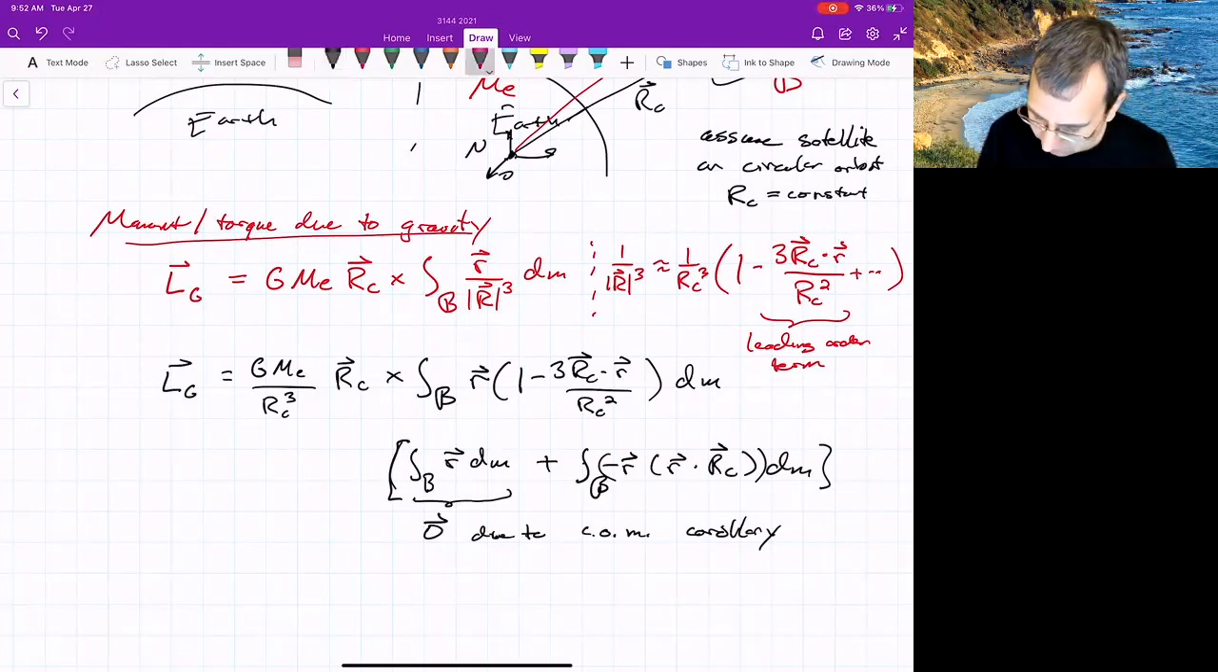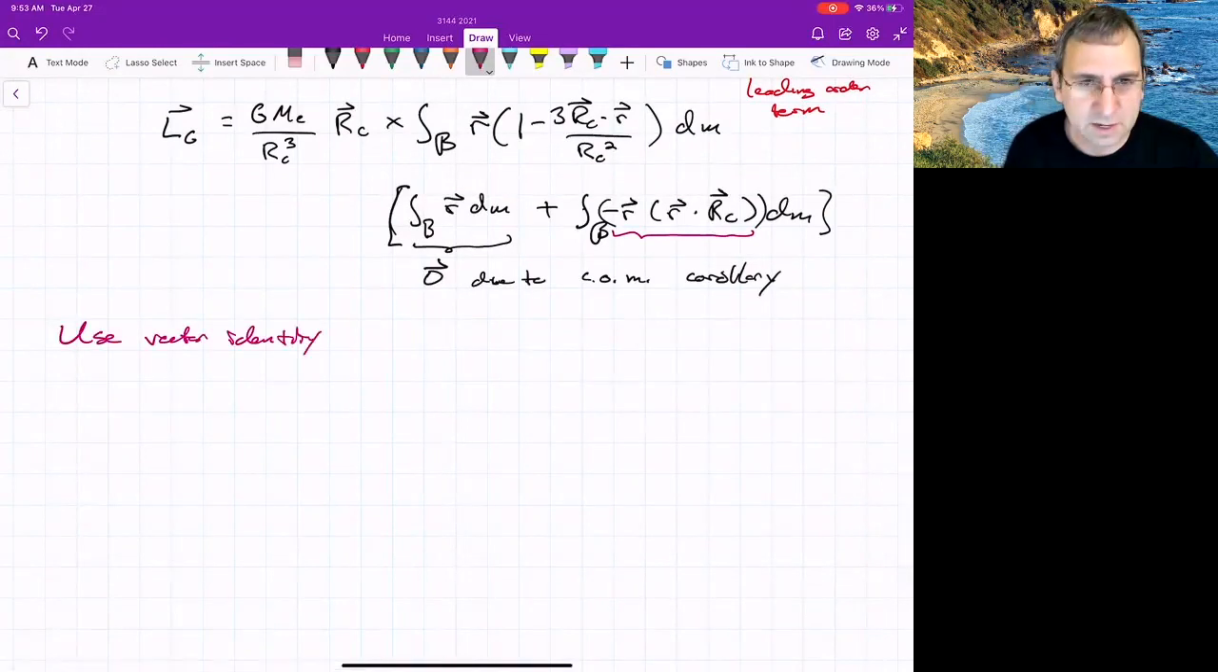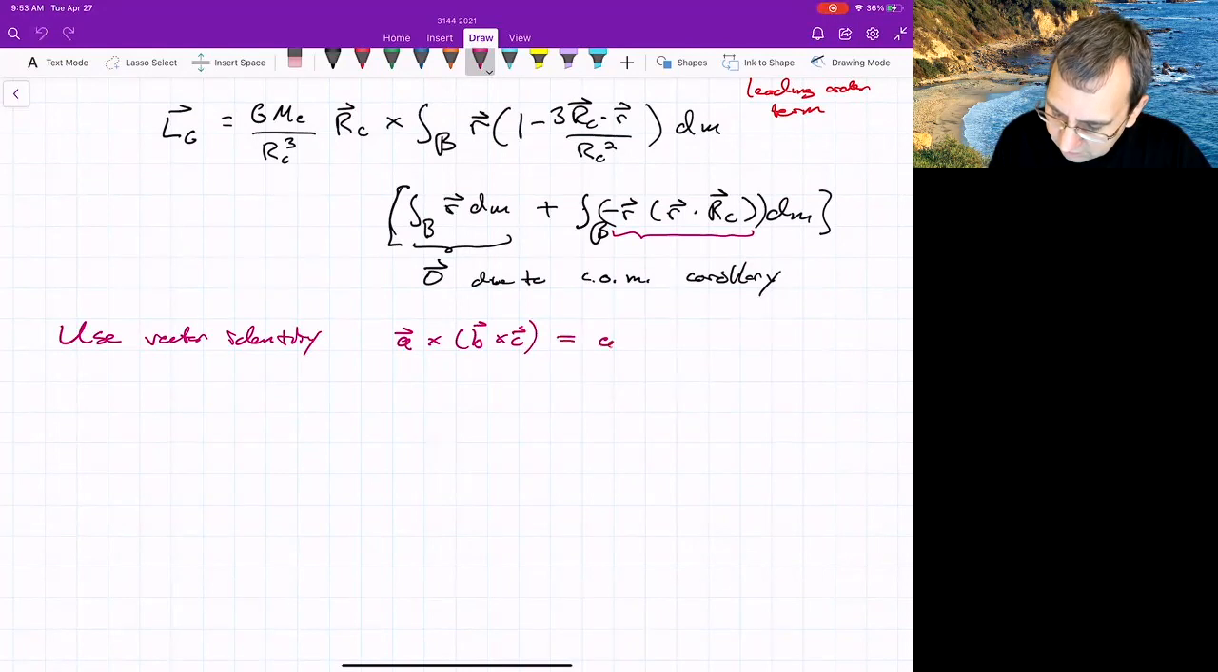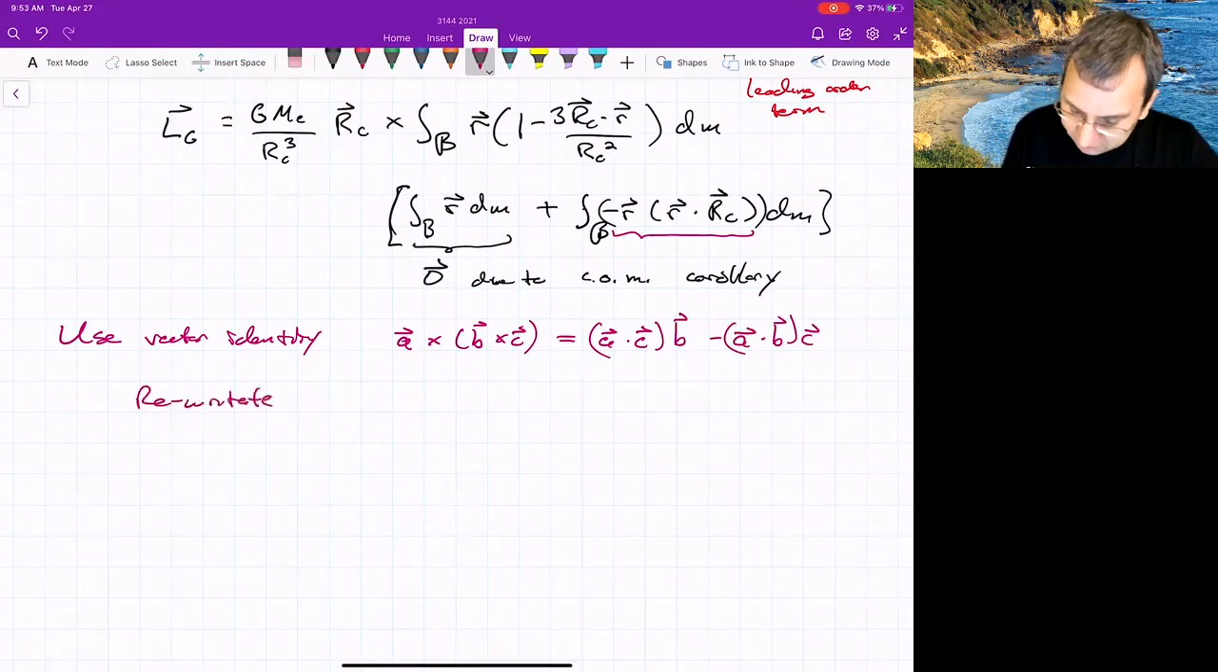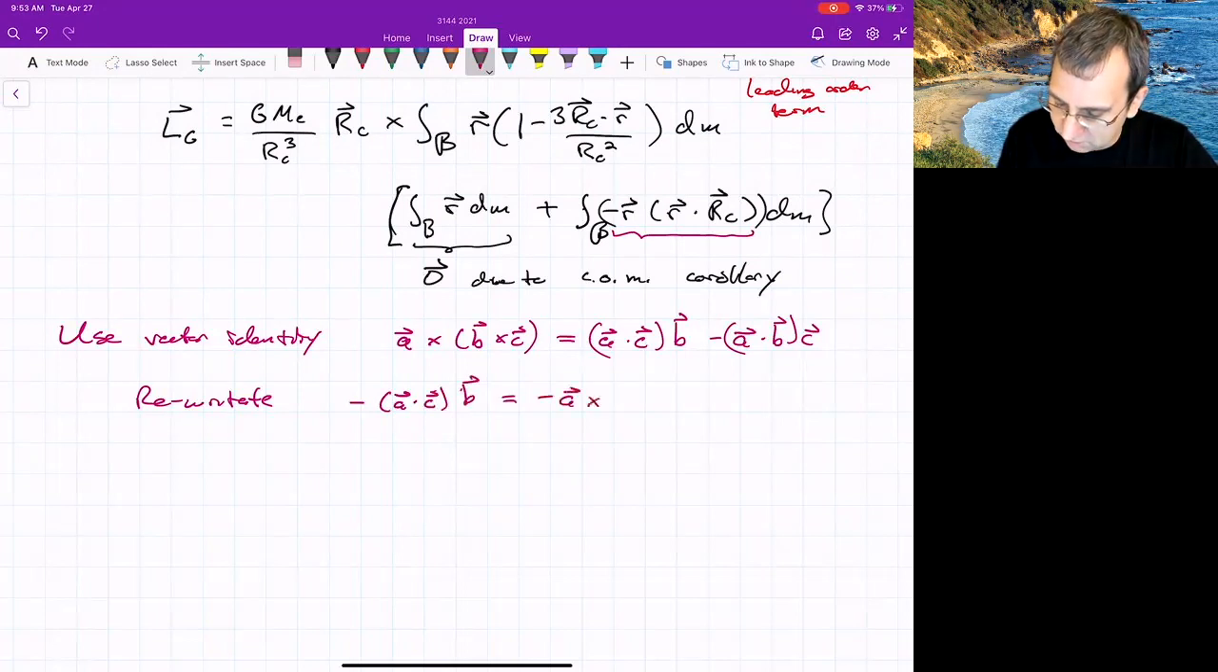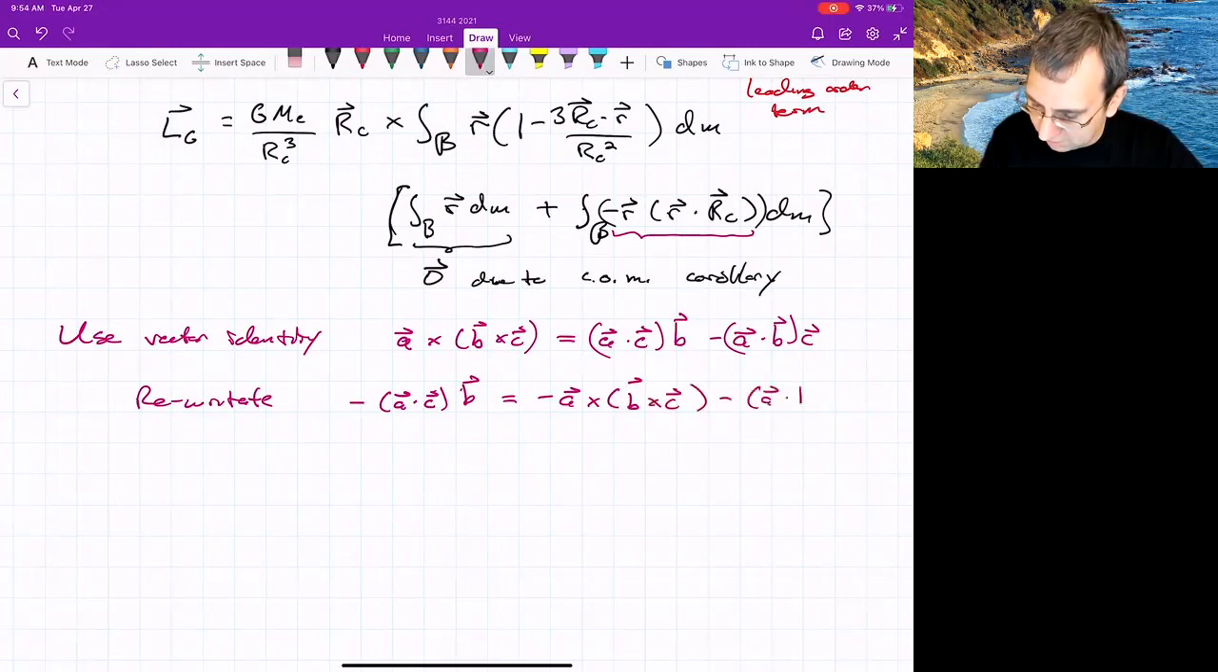And then we're left with this strange vector times a dot product. So what are we going to do with that? We can use a vector identity. There's this vector identity: A cross (B cross C), for any 3 vectors, is (A dotted with C) times B minus (A dotted with B) times C, which we can then rewrite as negative (A dot C) B equals negative A cross (B cross C) minus (A dot B) C.